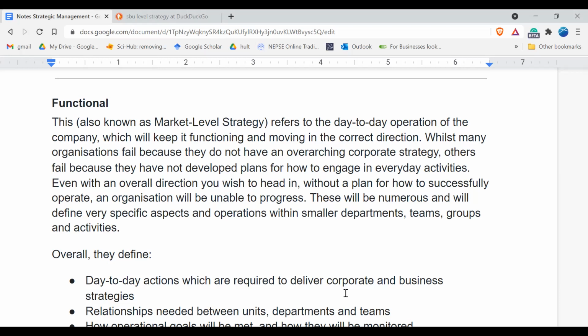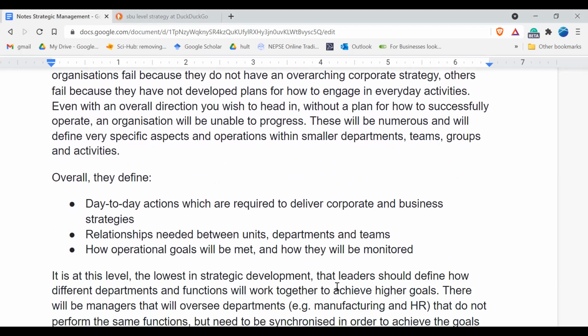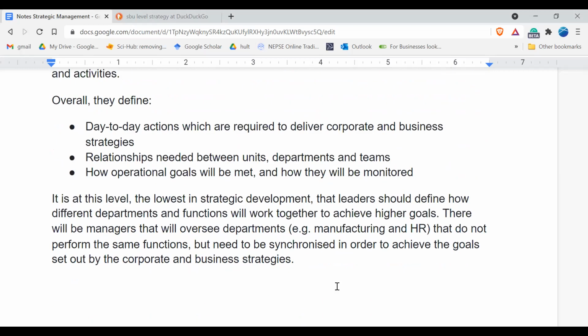These will be numerous and will define very specific aspects and operations within smaller departments, teams, groups, and activities. Overall, they define day-to-day actions which are required to deliver corporate and business strategies. Obviously, they define relationships needed between units, departments, and teams in day-to-day work, how operational goals will be met, and how they will be monitored.